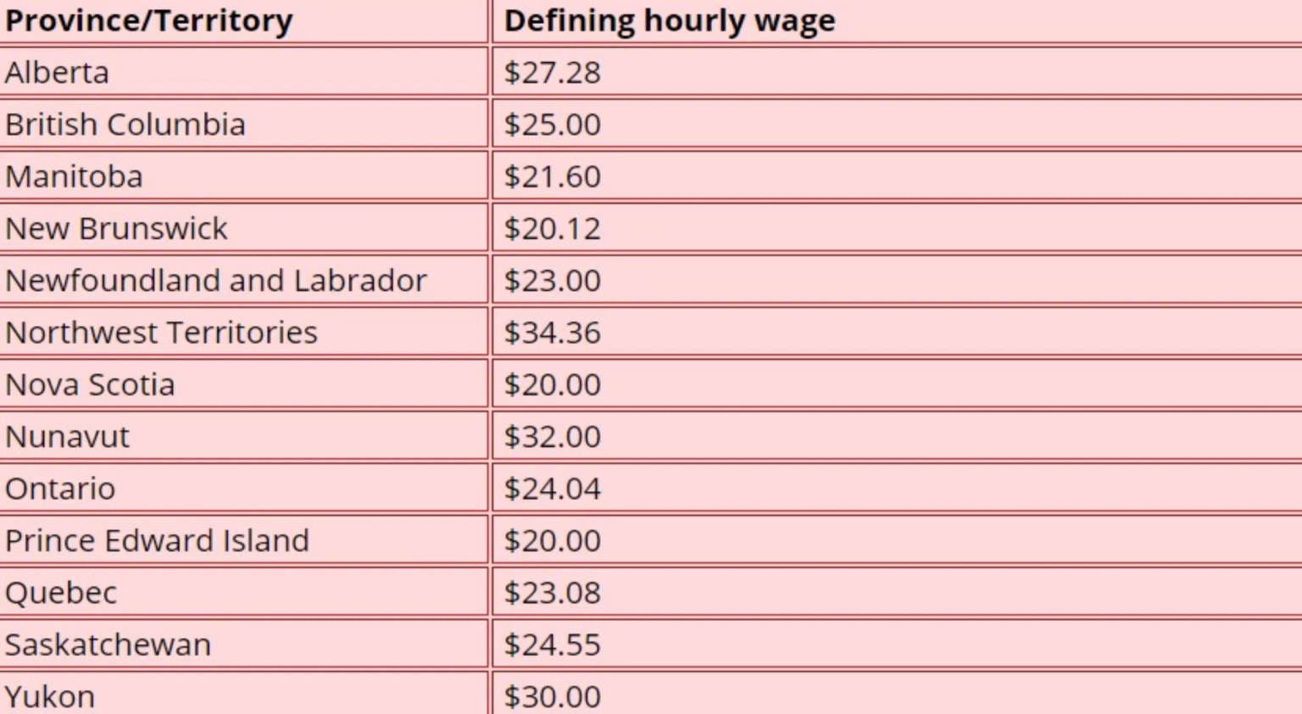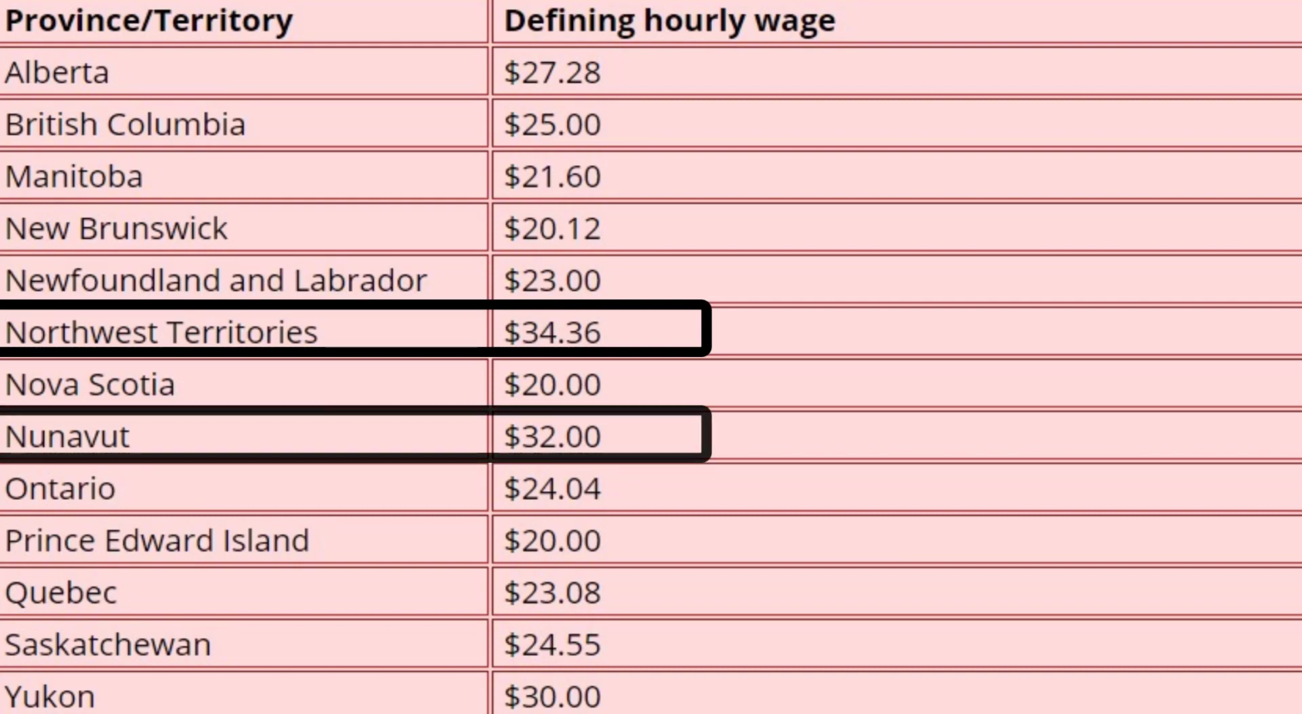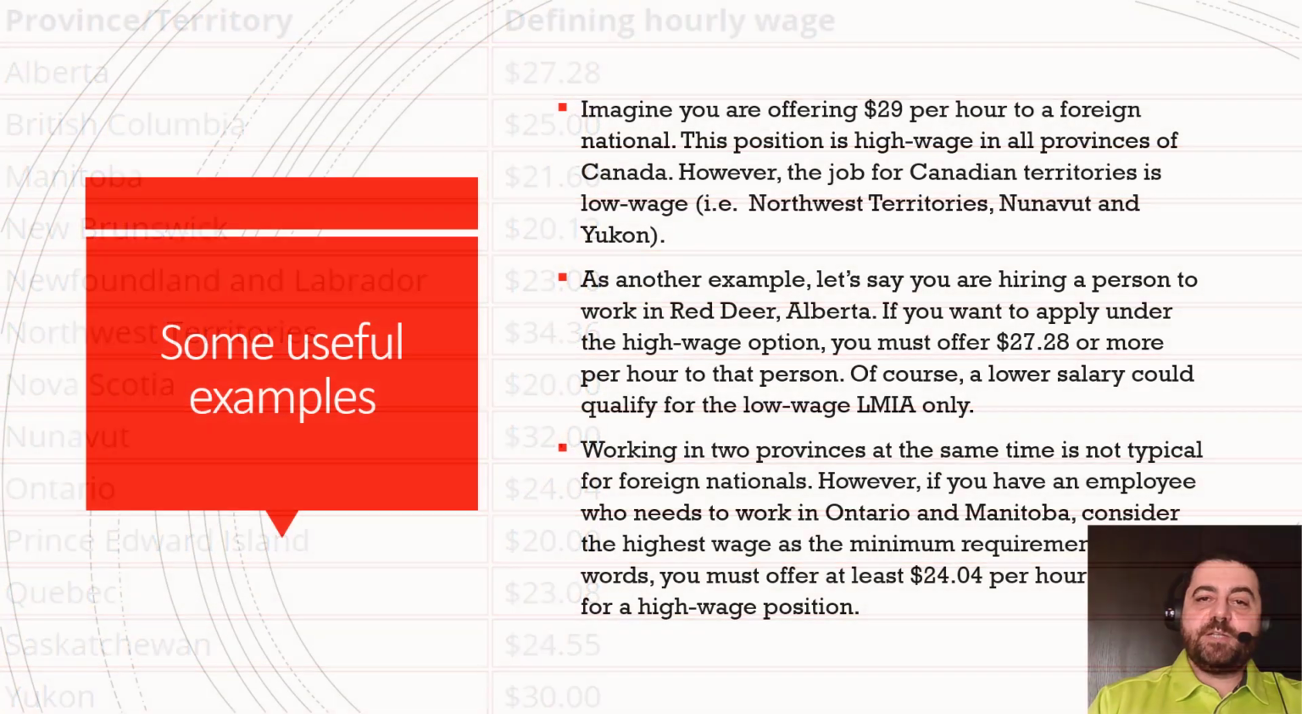However, in the territories of Canada, that is Northwest Territories, Nunavut, and Yukon, the wages are actually more than $30 or at least $30, depending on the territory. That's why this position in the territories of Canada is considered a low wage position.